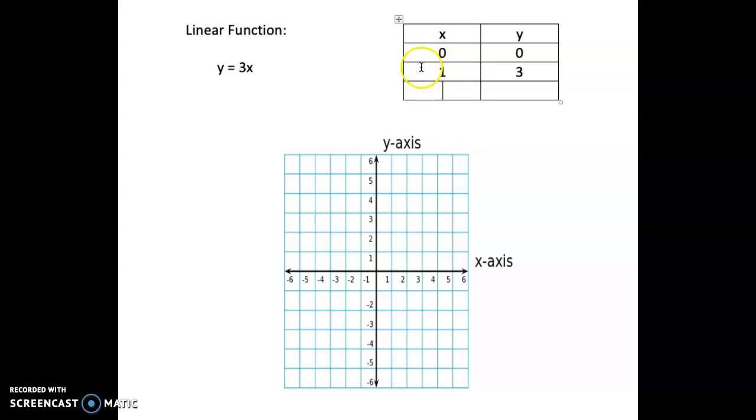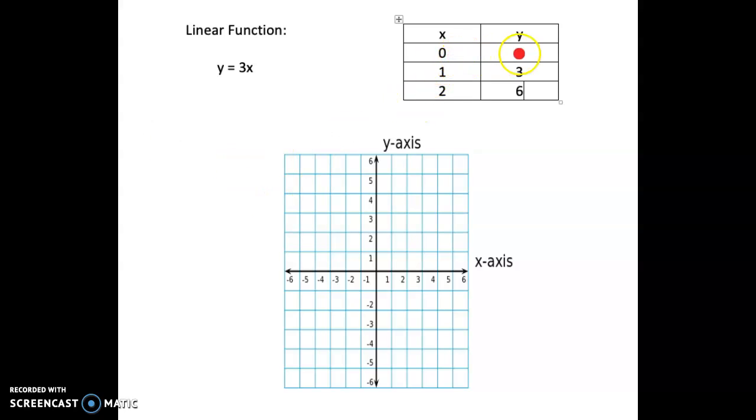And let's go ahead and just keep this interval going. So we had 0, 1, let's go with 2. So when x is 2, we've got to find out what is y going to be. What is our output? When we input 2, what do we get as our output? So 3 times 2 equals 6. Okay, so when x equals 2 for this linear function, our y will equal 6. So now that we have this, our ordered pairs are (0, 0), (1, 3), and (2, 6). So our next step would be to graph these ordered pairs onto our coordinate grid down below.